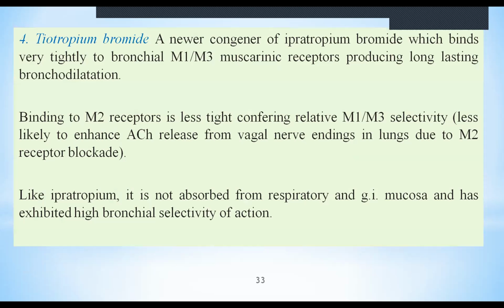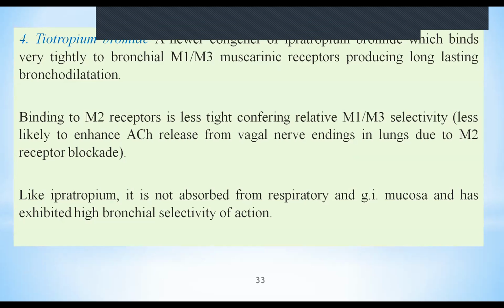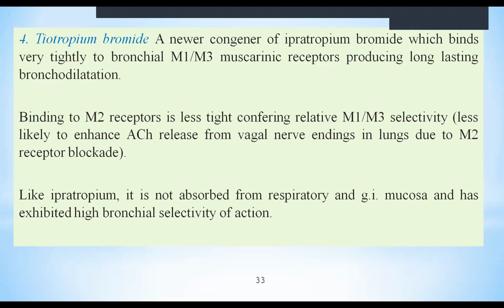And tiotropium bromide, of course, is a newer congener of ipratropium bromide, which binds very tightly to the bronchial M1 and M3 type receptors, producing long-lasting bronchodilation, which is required in asthma patients. Binding to the M2 type receptor is less tight compared to M1 and M3. That's why acetylcholine is released from vagal nerve endings in lungs due to M2 type receptor blockade. And like ipratropium, this is also not absorbed from the respiratory and GI mucosa and has exhibited high bronchial selectivity in its action.